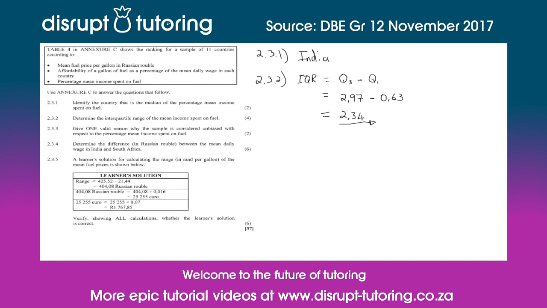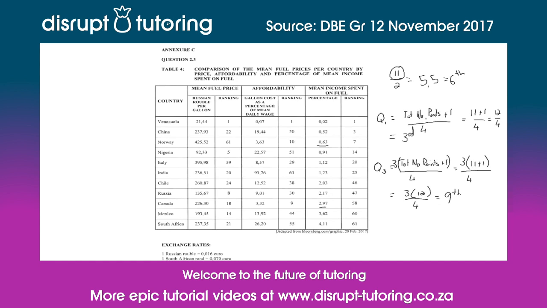Okay. Then on to 2.3.3. They say, give one valid reason why the sample is considered unbiased with respect to the percentage mean income spent on fuel. So as we look at this table again, you can see that this percentage income spent on fuel, it's a ranked list in order. And you can see that it's unbiased because it's giving us countries that are within a ranking.